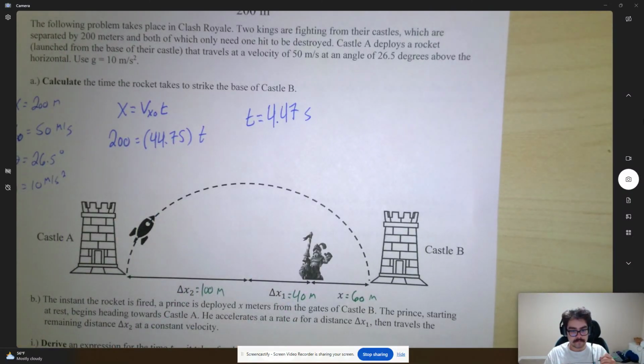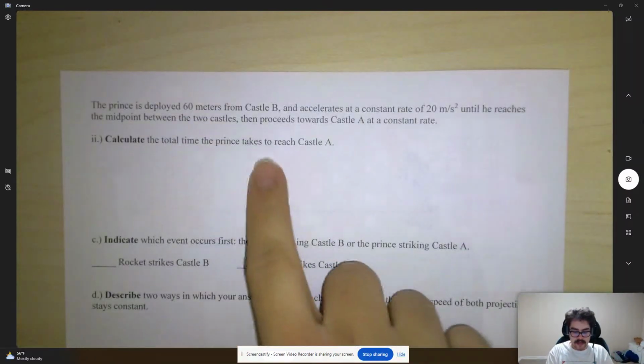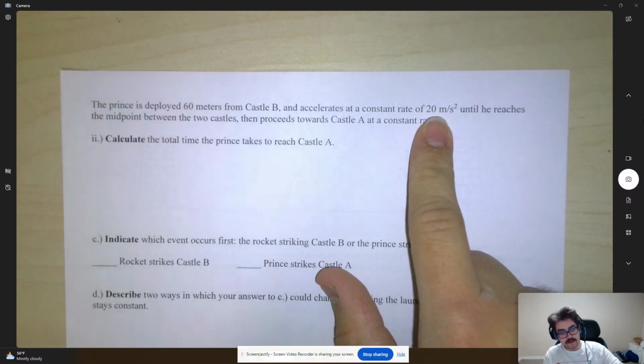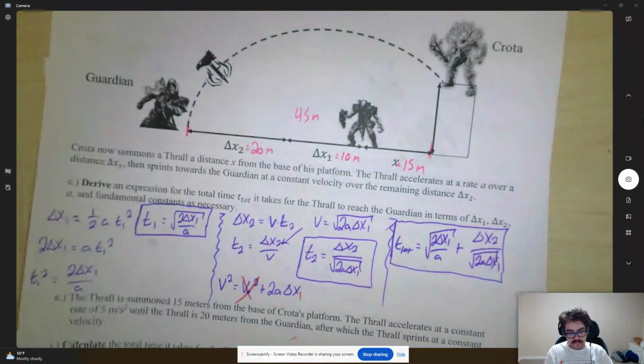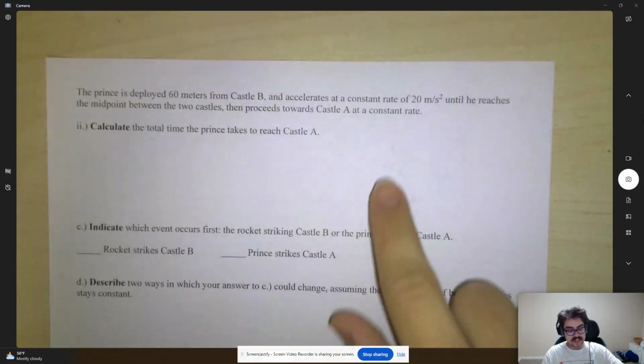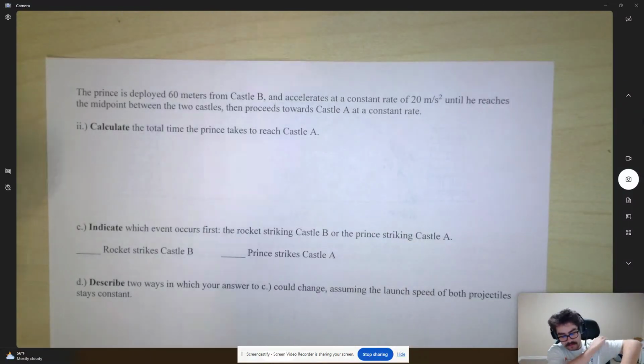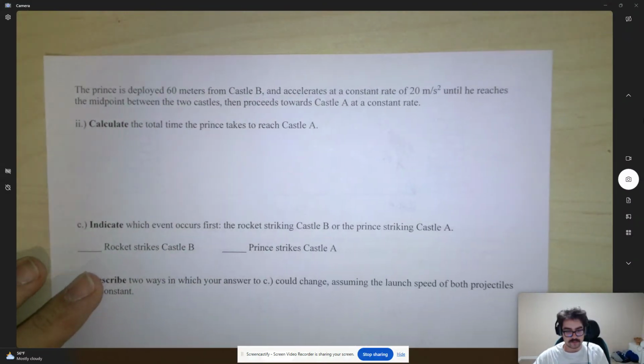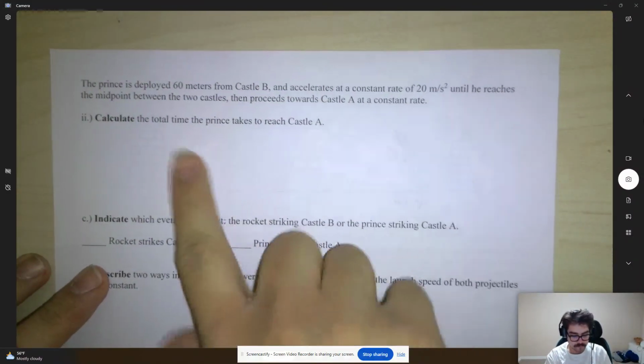And then his acceleration is 20 meters per second squared. So you're telling me that this thrall dude here could only accelerate at 5 meters per second squared, but the prince can accelerate at 20 meters per second squared? Yeah, I don't know, honestly. I just wrote whatever numbers worked best for this.